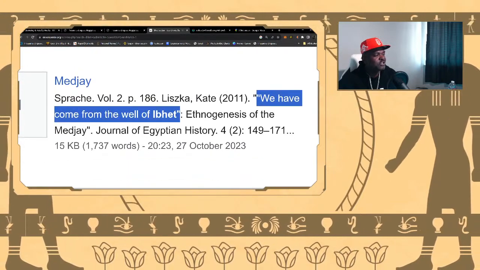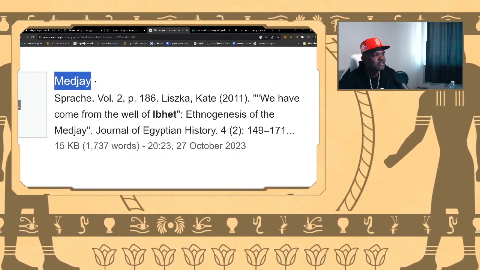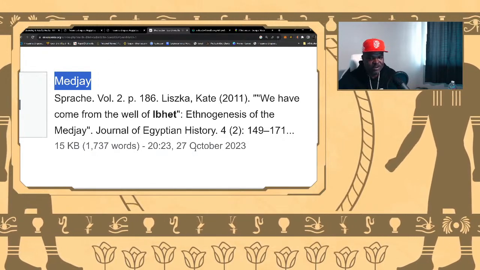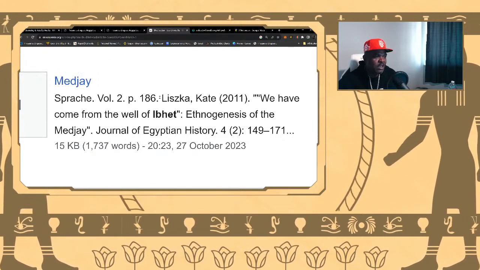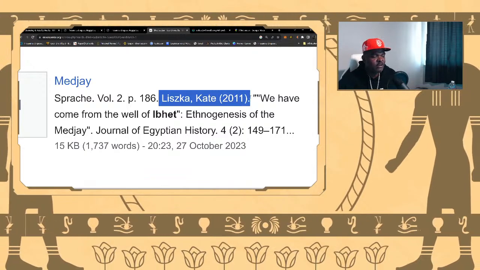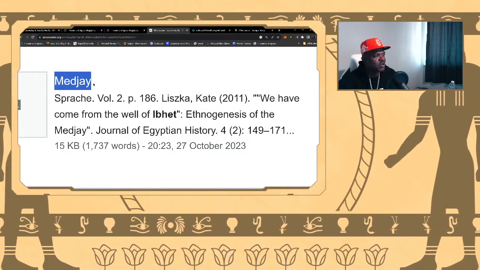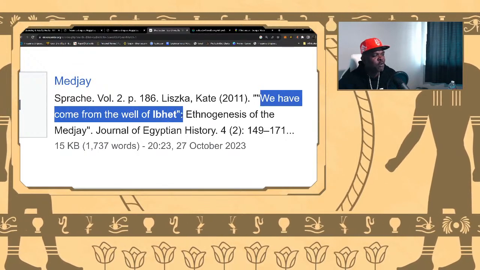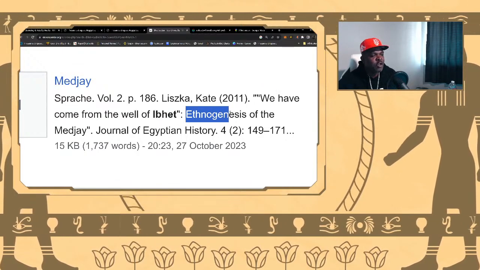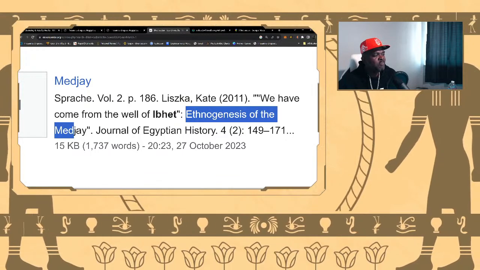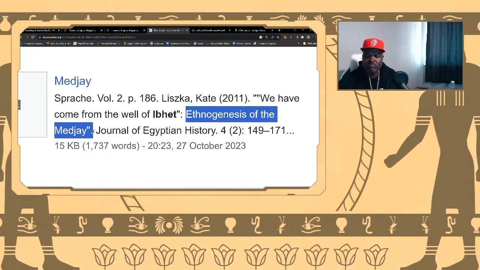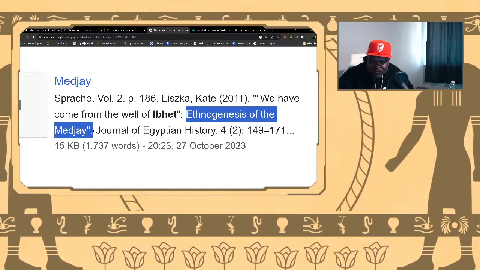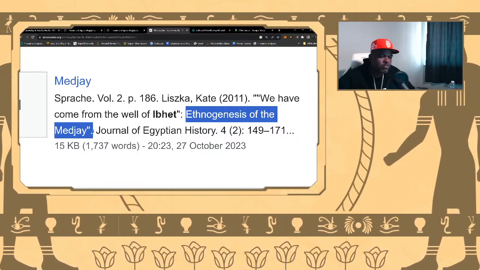Well, you should deduce that some Magi, just from looking at this isn't how you do homework. I've read this document and corresponded with the scholar. But since here we got Magi, right? We have come from the well of Ibet, the ethnogenesis of the Magi. So let's talk and let's go all throughout the genres and break it downtown.